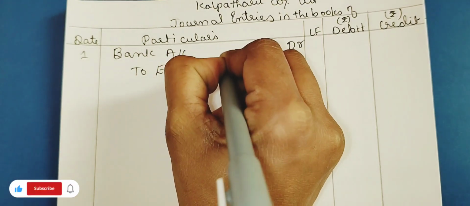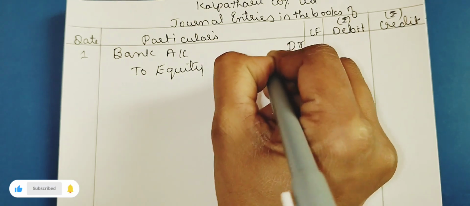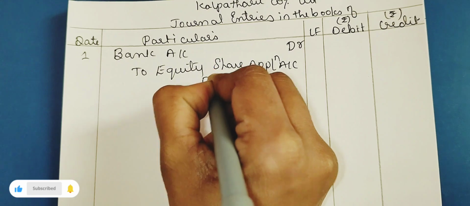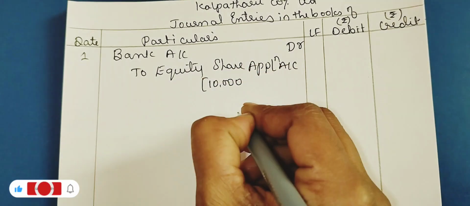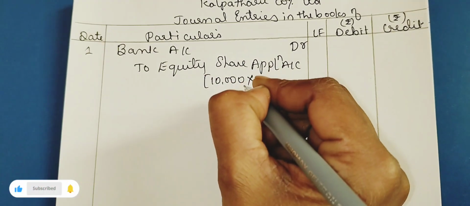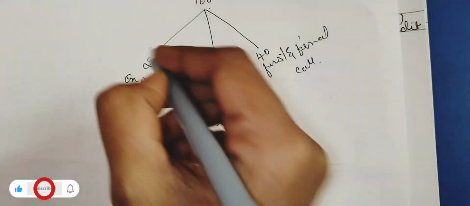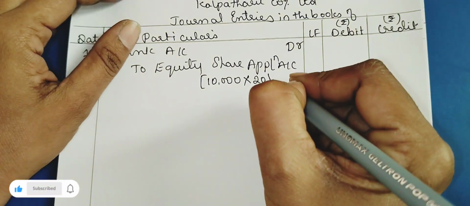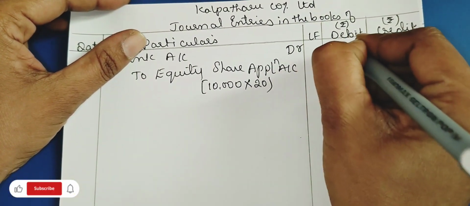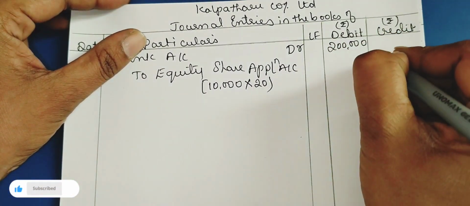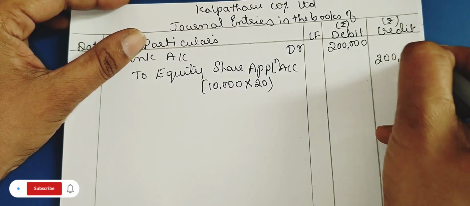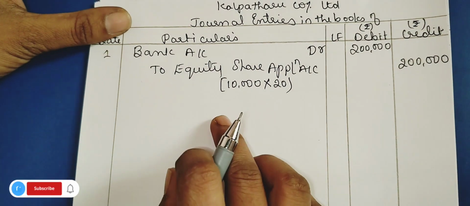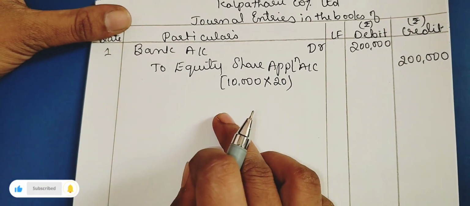Debtor to equity share application account. What is the number of shares we have issued? 10,000. And what is the amount of application? Application, 20 rupees. 10,000 into 20 is 2 lakh. Right? 10,000 into 20 is 2 lakh. So this narration is being application money received.